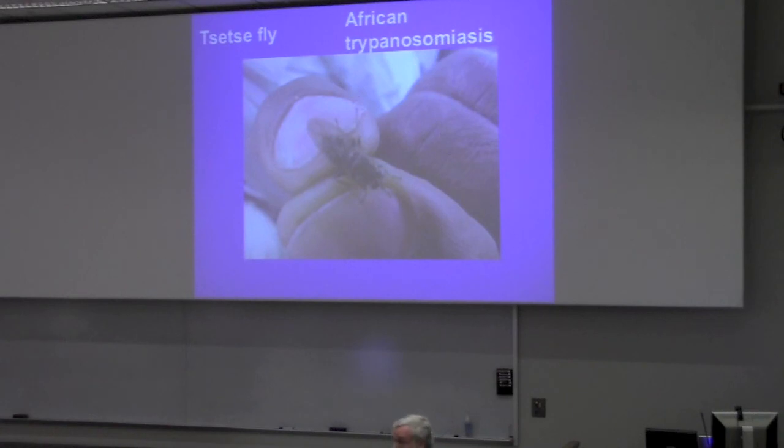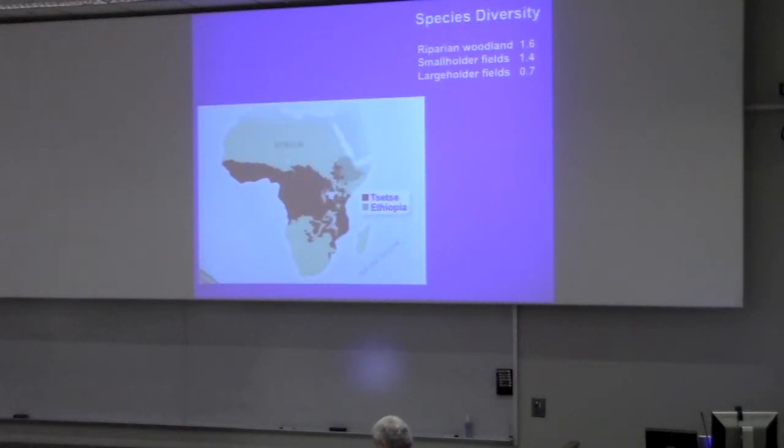So tsetse fly is important because of trypanosomiasis, which is a problem for cattle and also a problem for humans. And this is the zone where the tsetse fly exists, and a lot of people talk about, wouldn't it be great to get rid of tsetse fly? This is also one of the zones of highest biodiversity in the world, right? Because of the tsetse fly, this is underdeveloped area that has very high biodiversity. What happens if you open this all up to agricultural practices?